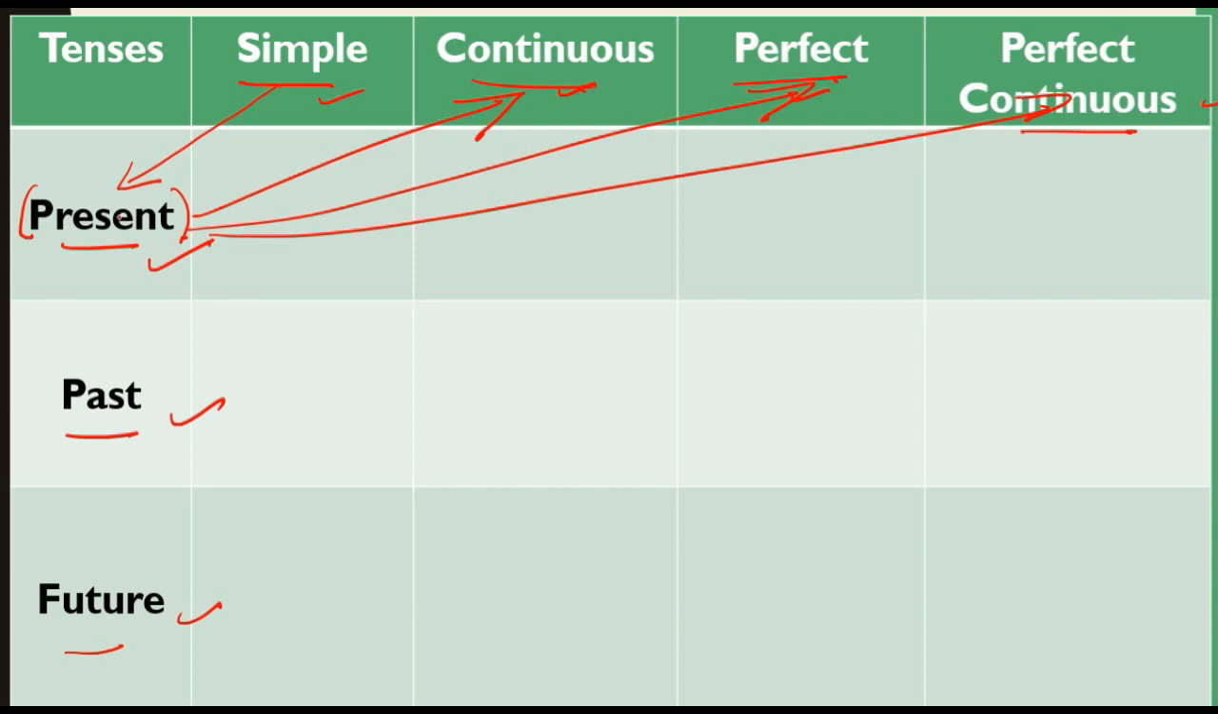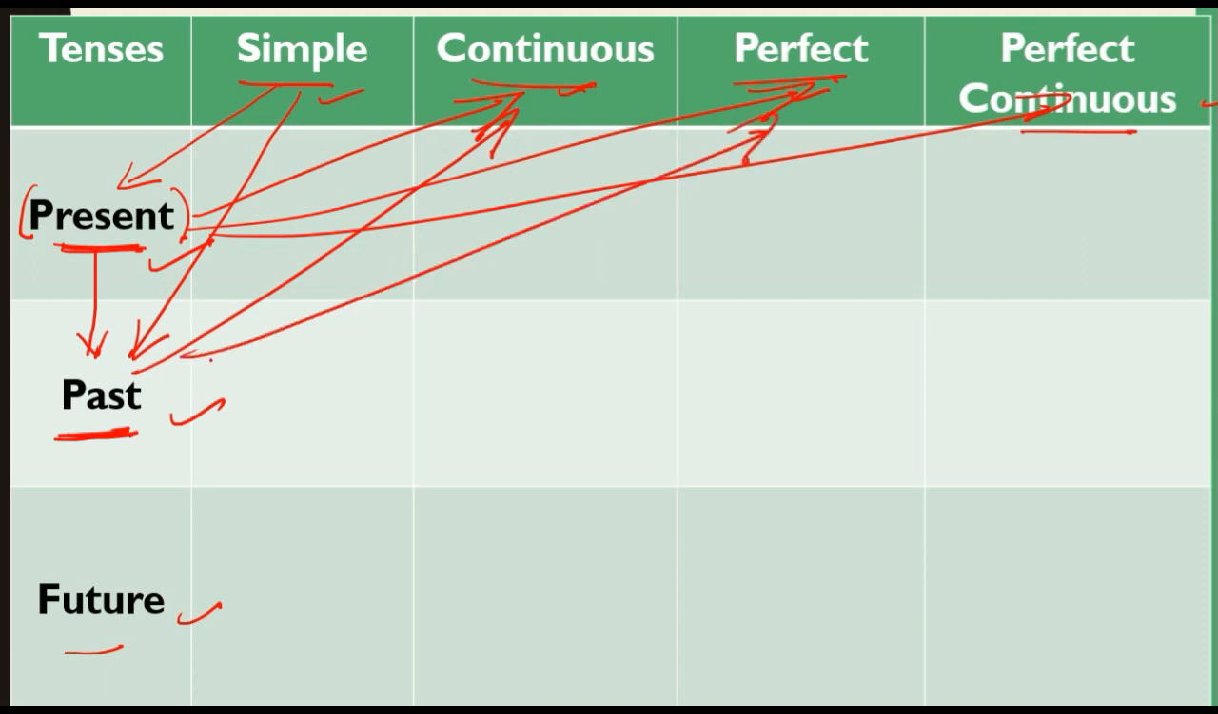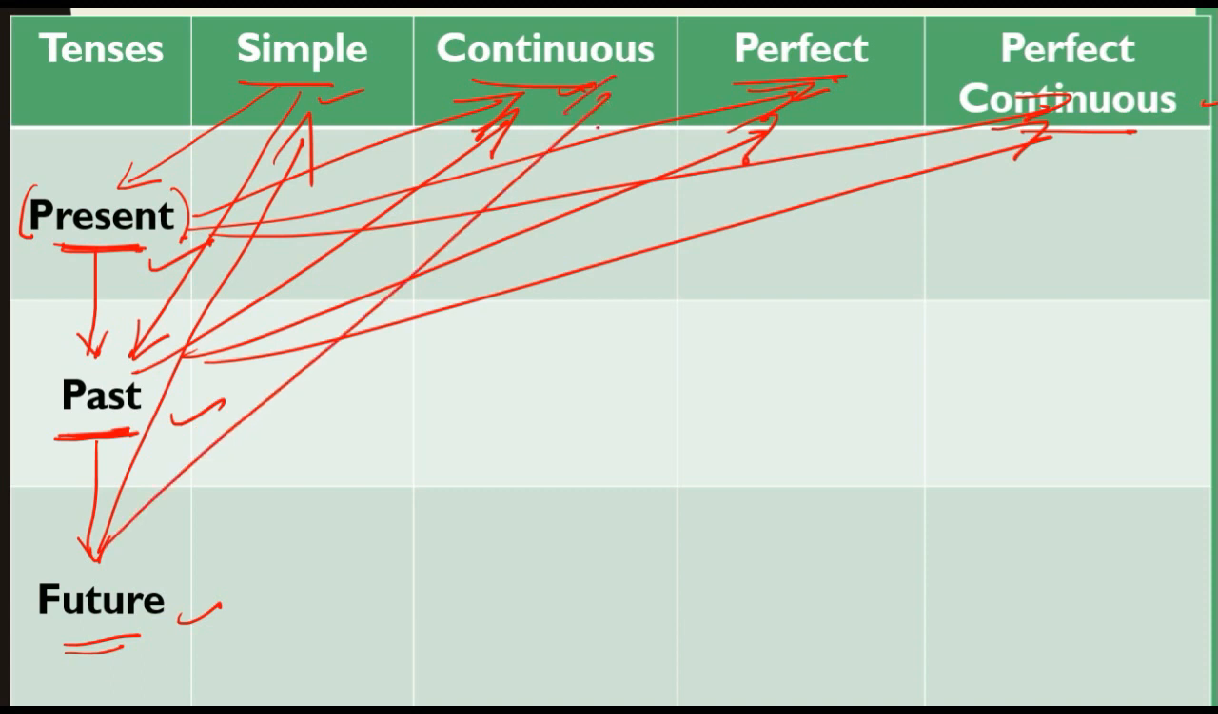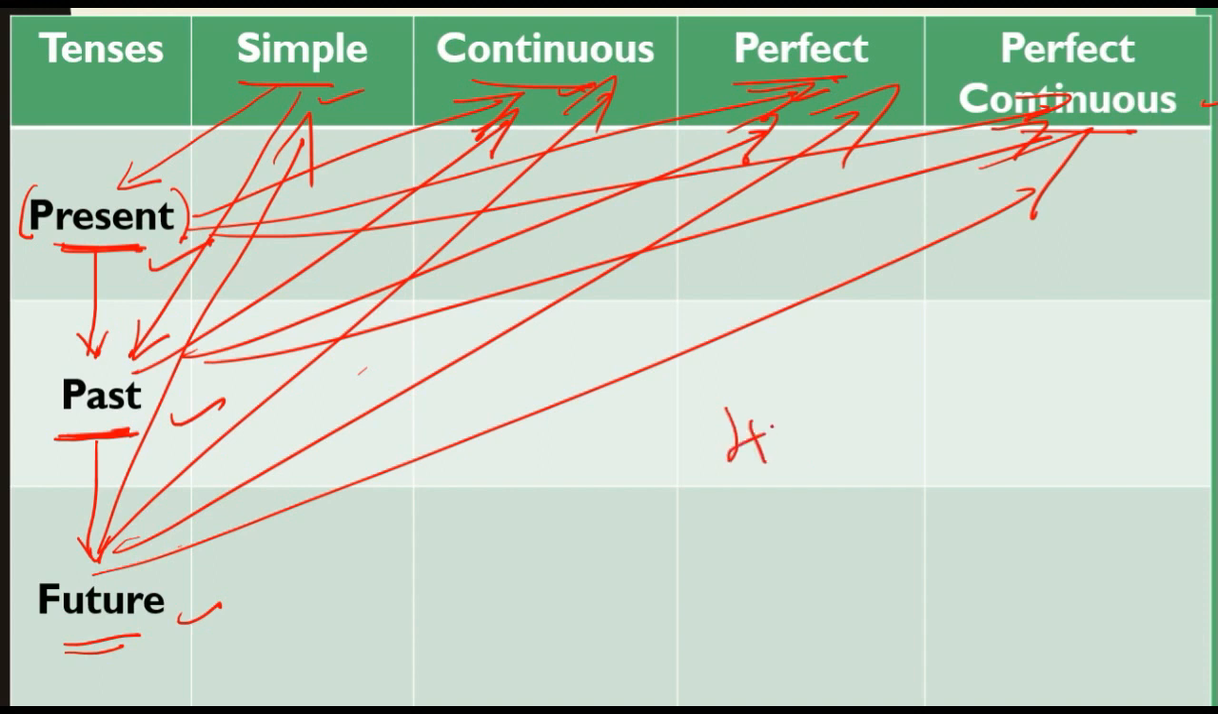Now the only thing you have to do is replace the word present with the word past. Go in the same manner as we dealt with so far. So it will be simple past tense, past continuous tense, past perfect tense, past perfect continuous tense. Now replace the word past with future and go with the same flow. It will be simple future tense, future continuous tense, future perfect tense, future perfect continuous tense. So 4 into 3, total 12 types of tenses.